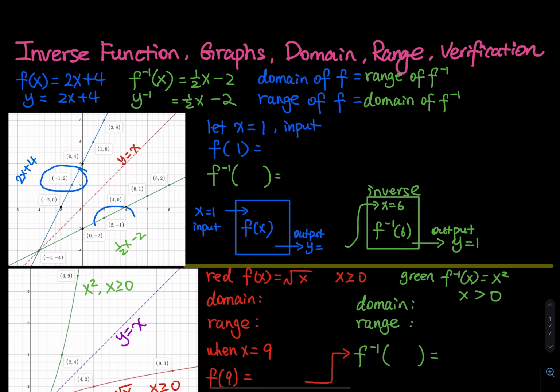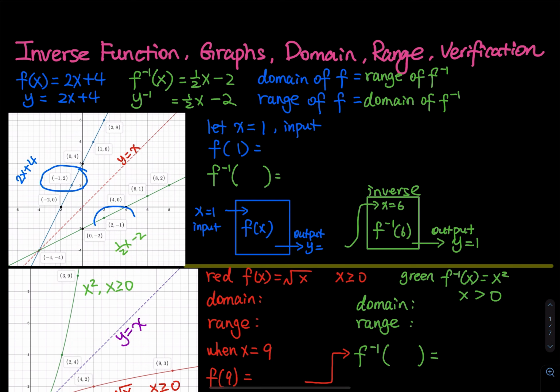Now, what do you see here? The y equals 1, the output, is actually the input of the function. So this is how you do it using algebra, and this is how you do it using a graph, and then also, what if you just draw a simple picture?